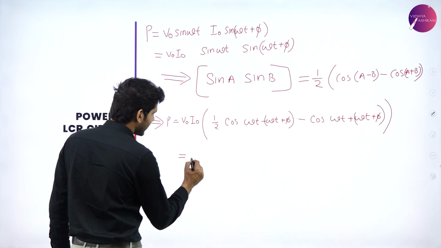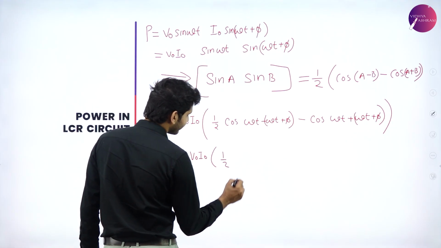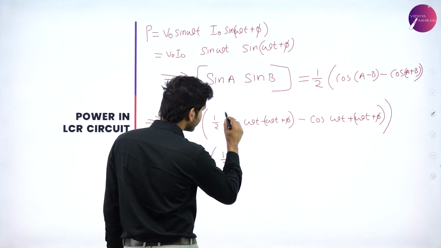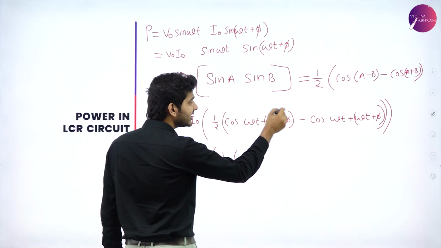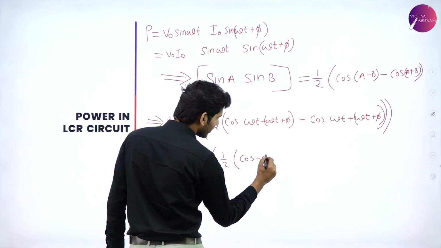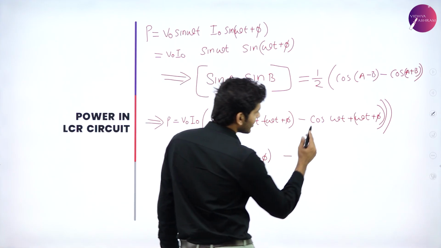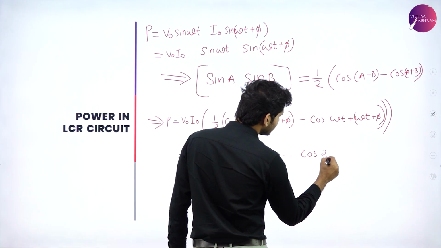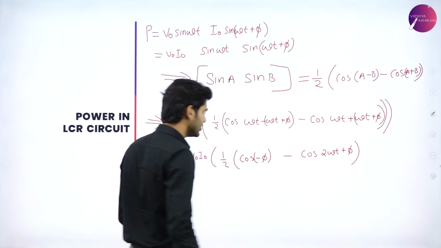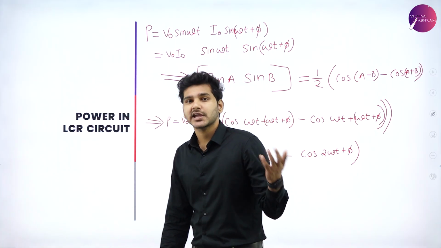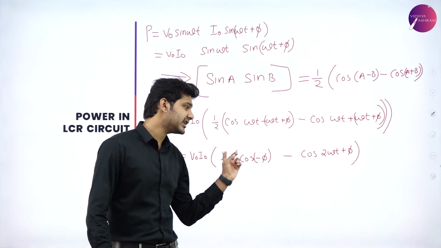So if I open the bracket, I can write V naught I naught into half into cos(omega t minus omega t minus phi) minus cos(2 omega t plus phi). So I have this particular result. So what is cos of negative phi? That is, cos of negative phi is nothing but cos phi.